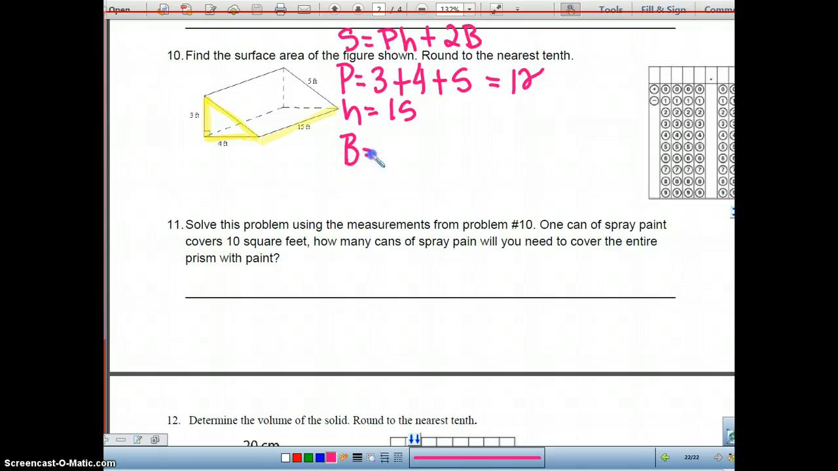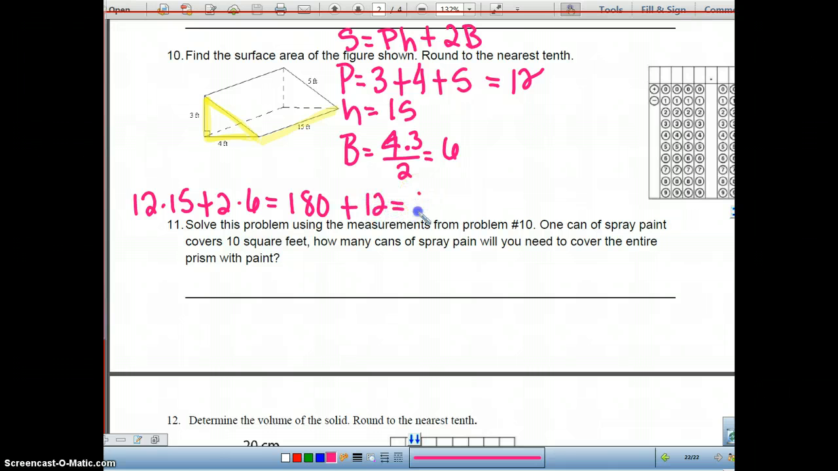Now the area of the base is equal to the base of the base times the height of the base divided by 2. So it's 4 times 3 divided by 2. 4 times 3 is 12. 12 divided by 2 is what? 6. There's our 3 pieces. We have to plug them in and solve. So we've got 12 times 15 plus 2 times 6. 12 times 15 gives us what? 180. And we're going to add that to what? 12, which gives us what? So we're dealing with 192 feet squared.